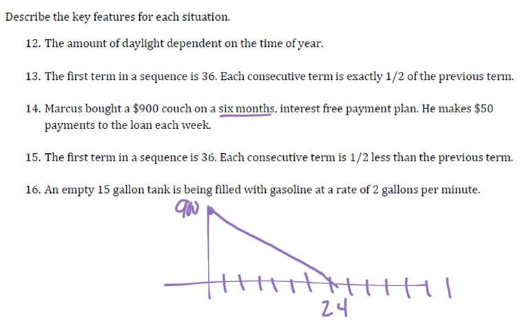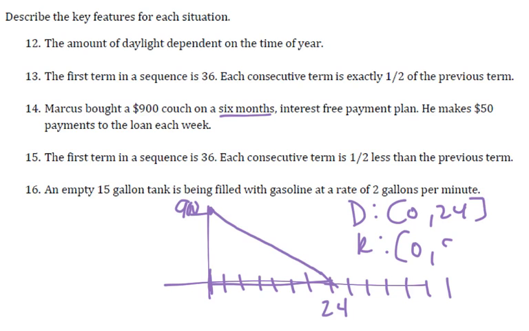So, the domain would be from 0 to 24 weeks, right? The range, we start at 900 and go down till we're at 0, so 0 to 900. So it'd always be decreasing again, so domain and decreasing would be the same. It would never be increasing, so that's the empty set.